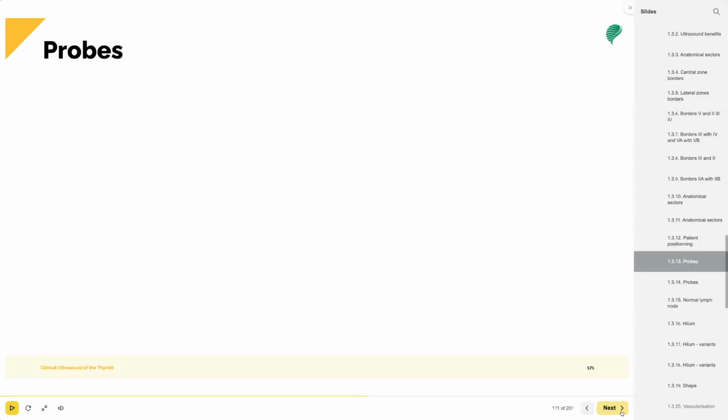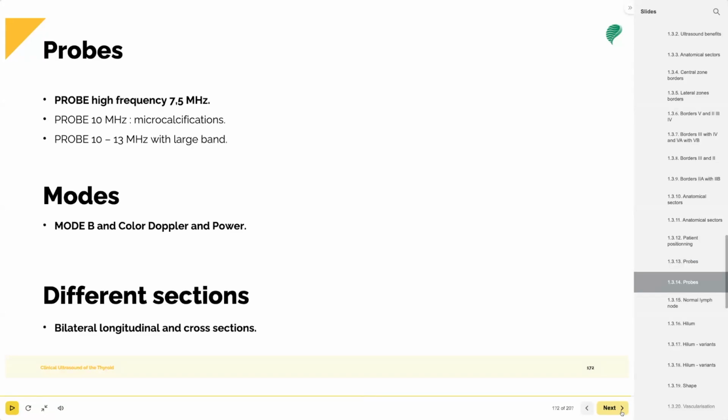We're going to go into the probes. Usually we're using a high frequency probe as well, ranging from about 7.5 megahertz up to 10 if we were wanting to see more in terms of microcalcifications. Again, the modes, we are using the same B mode, color Doppler, and we're also using power Doppler. Different sections would be the same: bilateral, longitudinal, and cross sections.